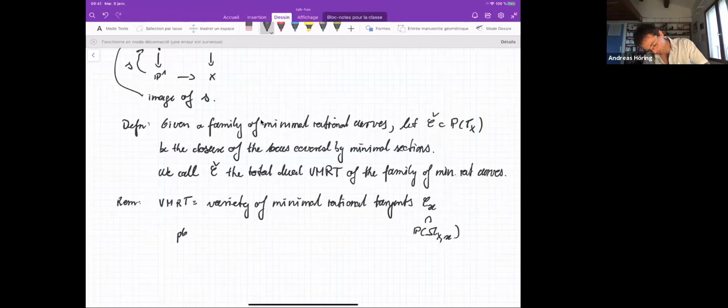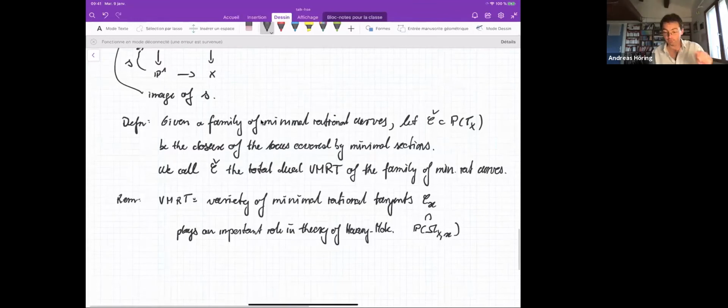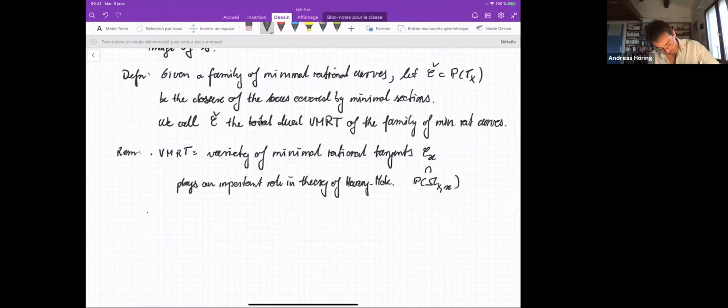And this is, of course, a theory which is much more advanced, with numerous applications. And so the variety which we just defined is the projective dual of this VMRT. Okay, so the dual VMRT.